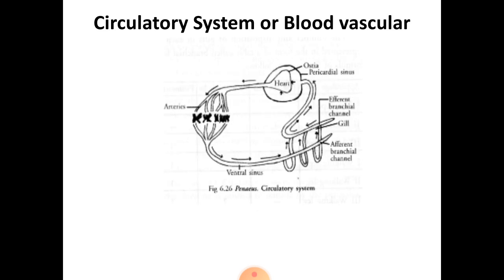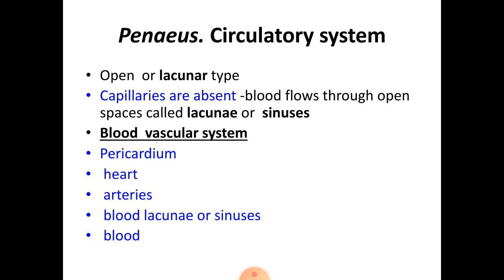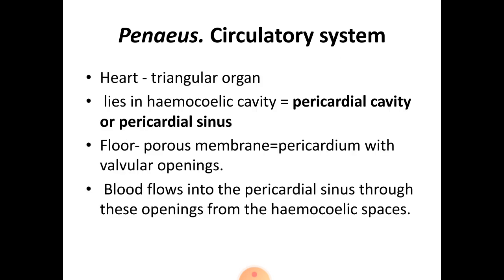Next is the circulatory system or blood vascular system. In Penaeus, the circulatory system is open or lacunar type. That is, the capillaries are absent and blood flows through open spaces called lacunae or sinuses. And the blood vascular system consists of pericardium, heart, arteries, blood lacunae or sinuses, and blood.